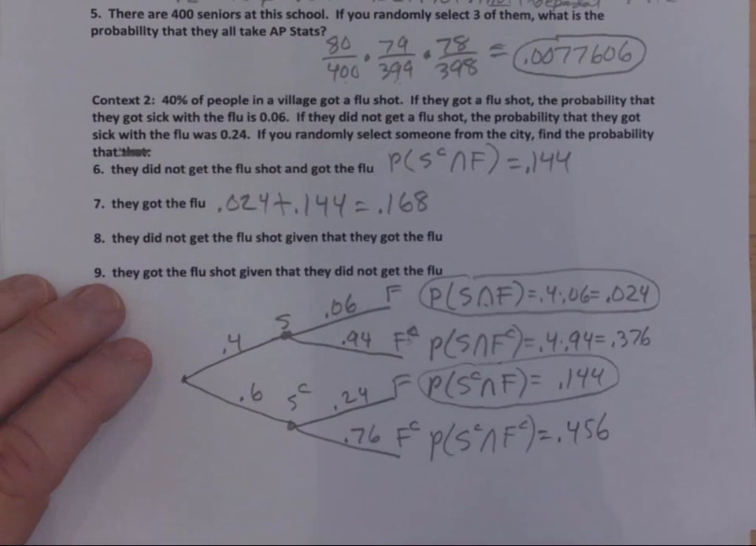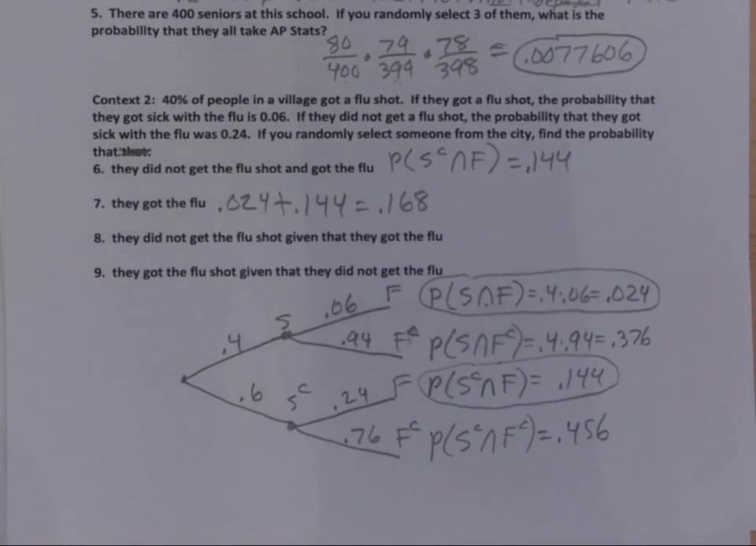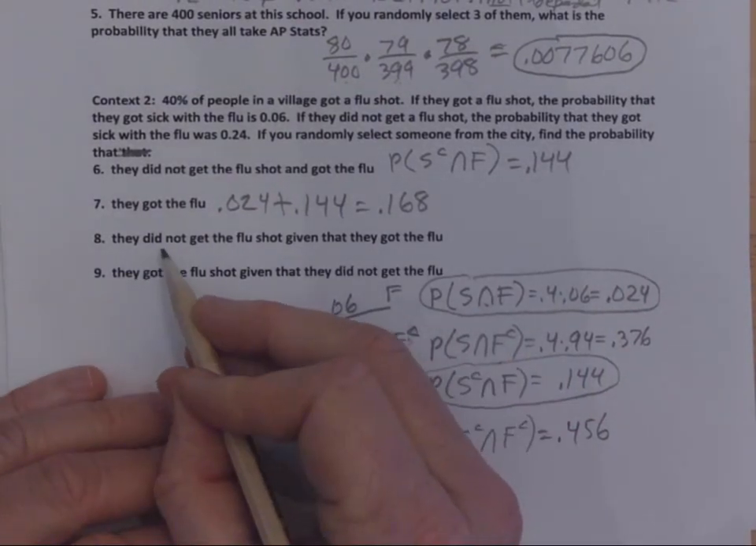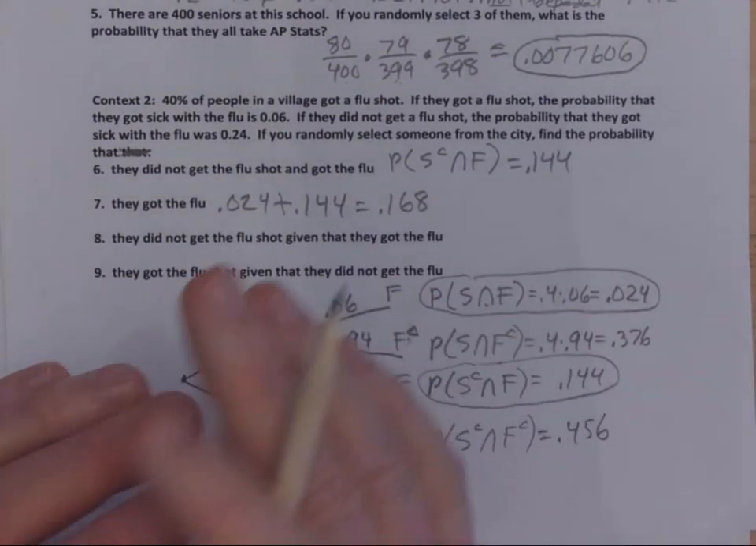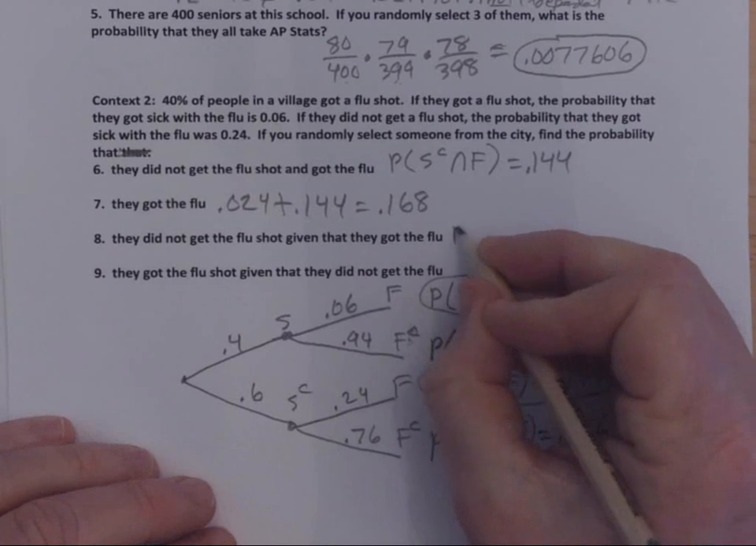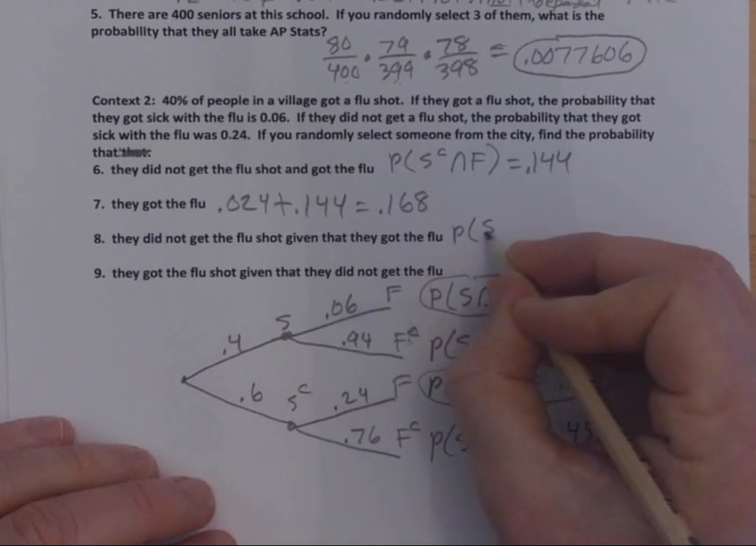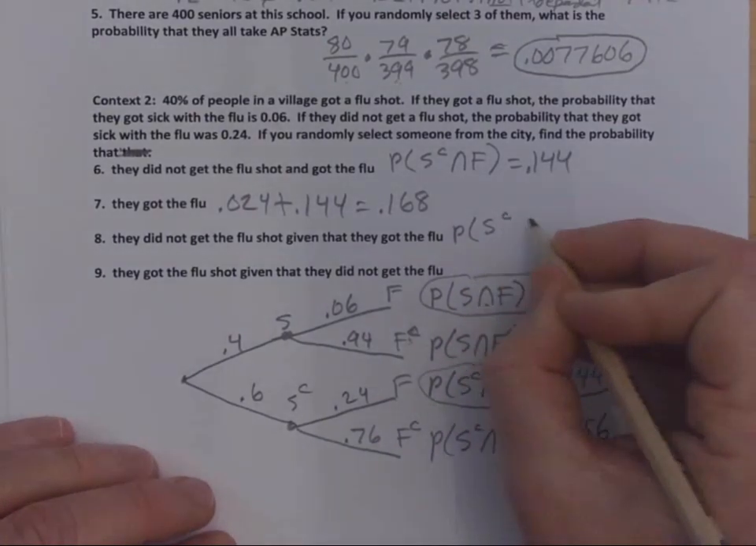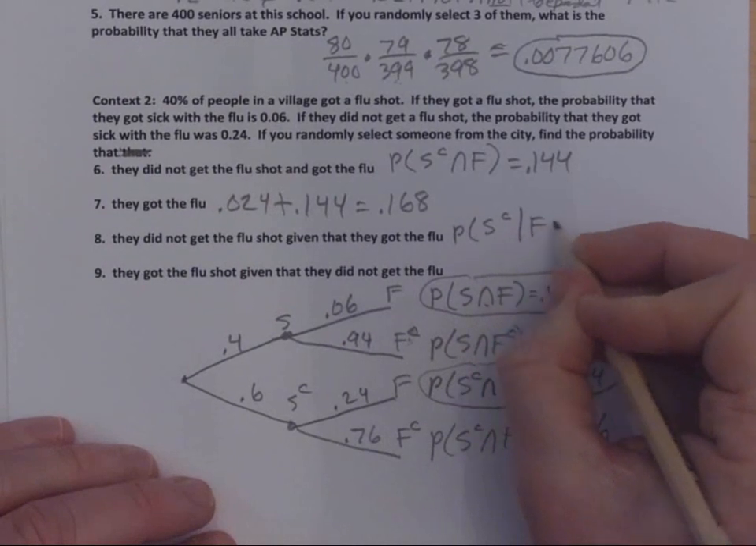And then these are what is known as Bayes' theorem problems, which we don't have to cover the formula of, but it just is a reversal of conditional. Okay, what's the probability they did not get the flu shot given they got the flu? In other words, given you see someone that has the flu, what's the probability that they did not get a flu shot?